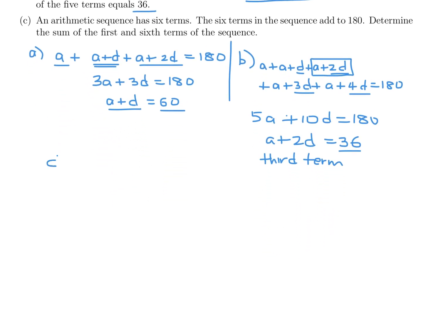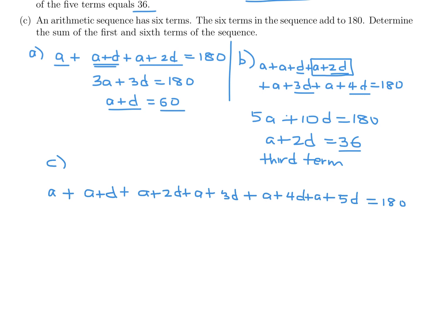And part C, the arithmetic sequence now has 6 terms. The 6 terms add up to 180. Determine the sum of the first and the 6th terms. Okay, so first term, second term, third term, fourth term, fifth term, and 6th term finally. And then they're saying now you got to add them all up. And when you do, that sum is 180.